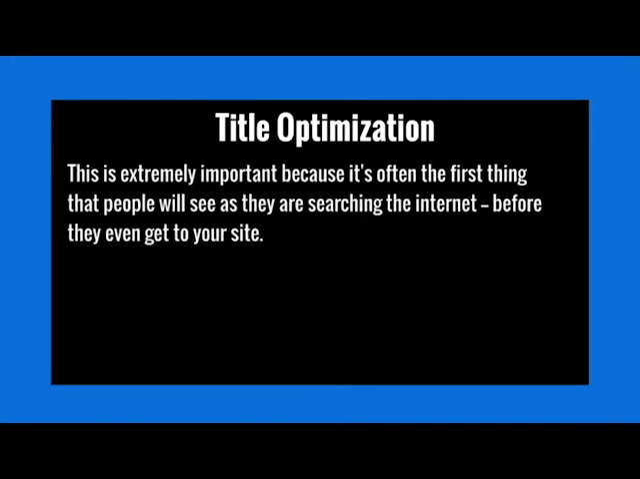This is an extremely important topic because it's often the first thing that people will see as they are searching the internet. So, if you go to google.com and you type in a keyword, whatever that is, then you're going to see the titles, and then you're going to see the descriptions for each and every single web site. With YouTube, you're going to see the titles, the descriptions, and of course, the image, which is the video thumbnail.